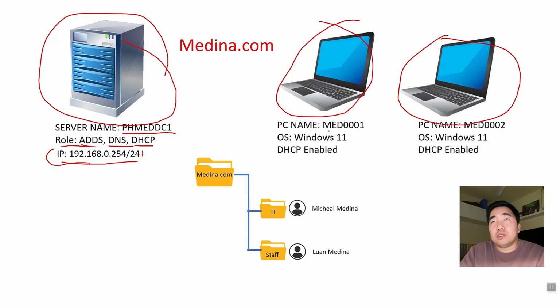So we have a PC name. For best practice, I use the ID name for the company, like med001, med002. Also we will use Windows 11 as the OS for this activity. Then DHCP enabled. In Active Directory we will show how to create an account.